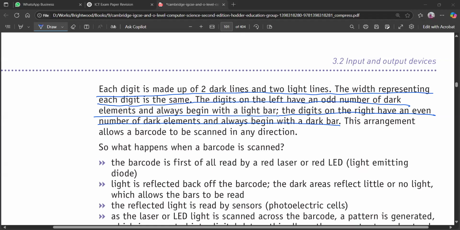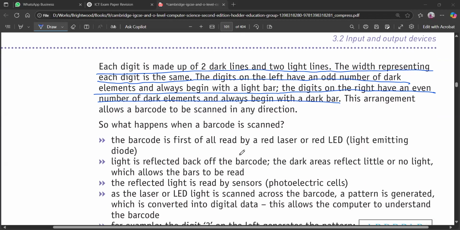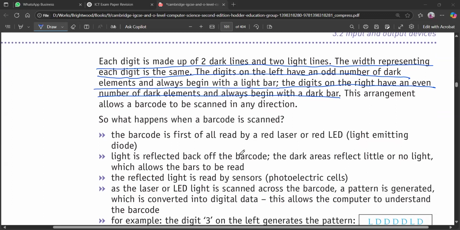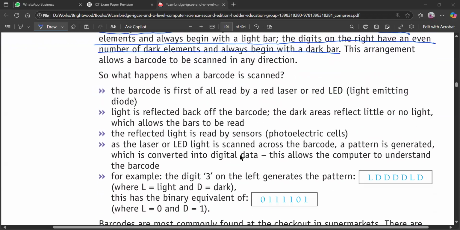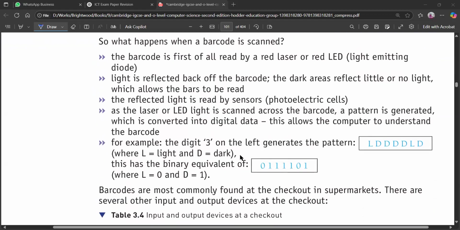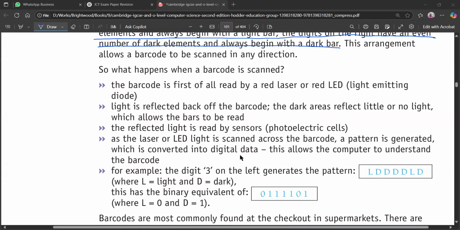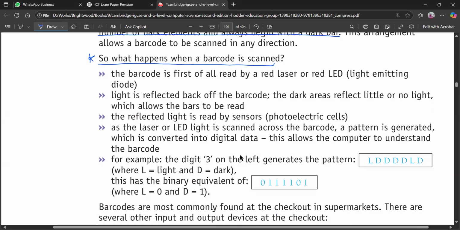Okay, it is written now. So they have two different ways of writing barcodes, with one width of light and dark digits. So actually, what happens when you are reading a barcode? What happens when the barcode is scanned?